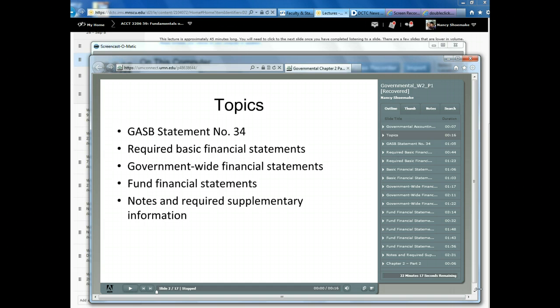Now, you know how we're talking about each fund is like its separate set of activities and books? So the monies come in, the monies go out, and the purpose for the government is to show the citizens we were responsible with the monies that were entrusted to us this year.